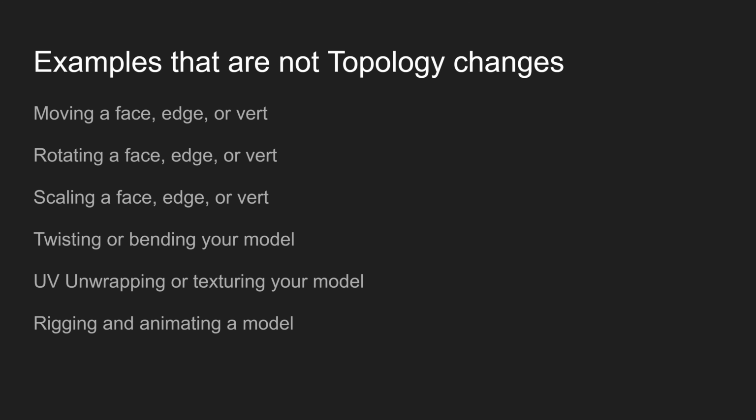So examples that are not topology changes would be moving a face, edge, or vertice, rotating a face, edge, or vertice, scaling a face, edge, or vertice, twisting or bending your model, UV unwrapping or texturing your model, or rigging and animating your model. So those, you're doing things to your model, but you're not actually changing the wireframe or changing the edge makeup of your model.